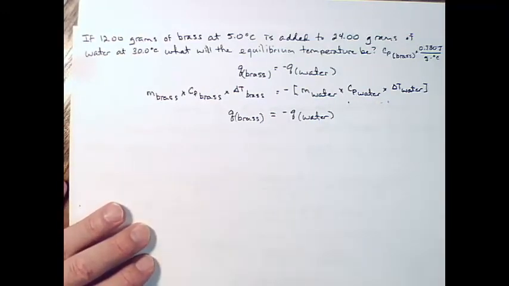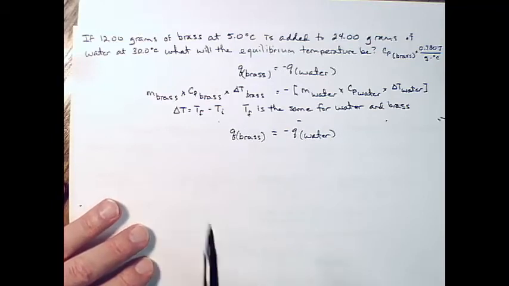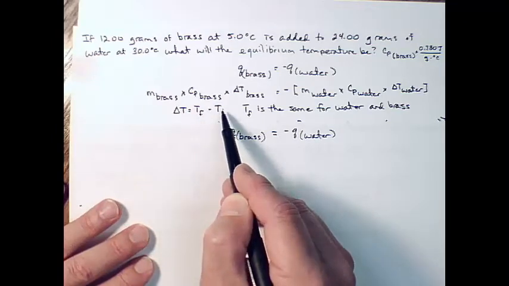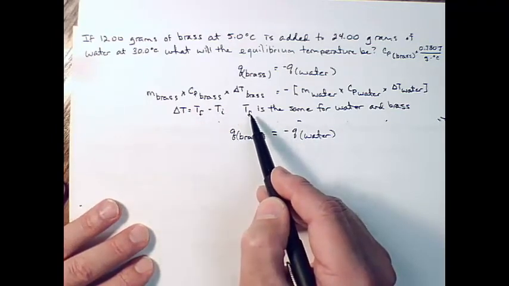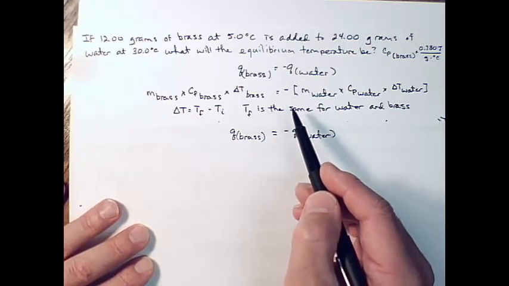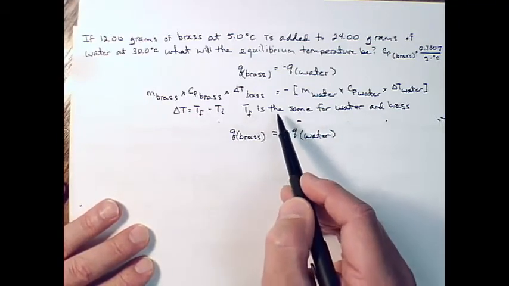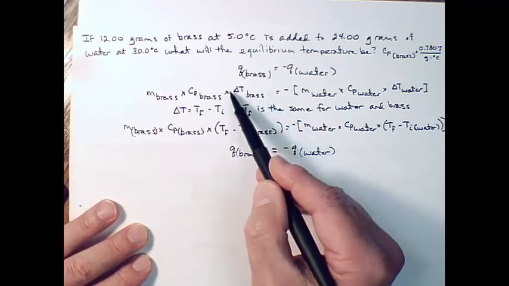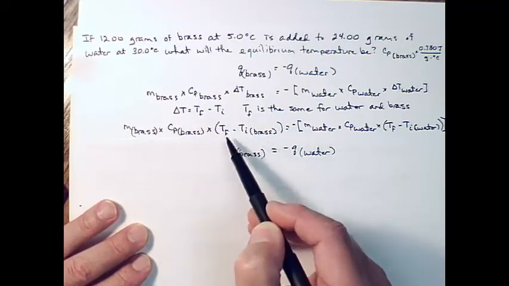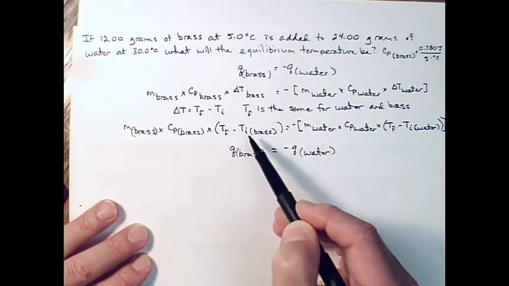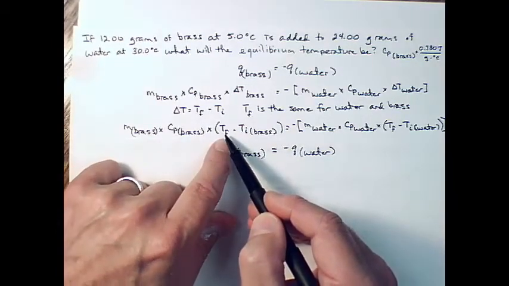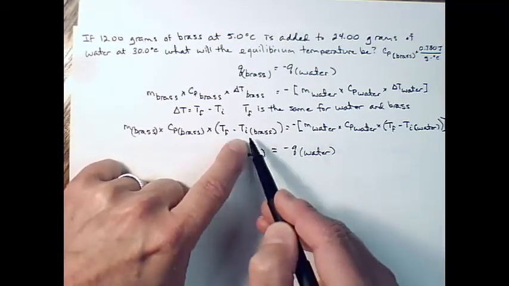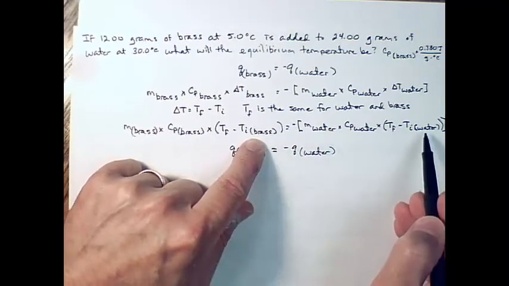Now, it's important to recognize that temperature change is always temperature final minus temperature initial. Delta T is temperature final minus temperature initial. And the temperature final here will be the equilibrium temperature, the point at which the temperature of the water equals that of the brass. So T sub F is the same for both water and brass. Okay? So let's plug all that in. So for the delta T term, we're putting in T F minus T I. Now, the final temperature is the same for both water and brass, so I'm not going to put an identifier here because T F is the same for both. But the temperature initial is going to be different for the brass than it is for the water.